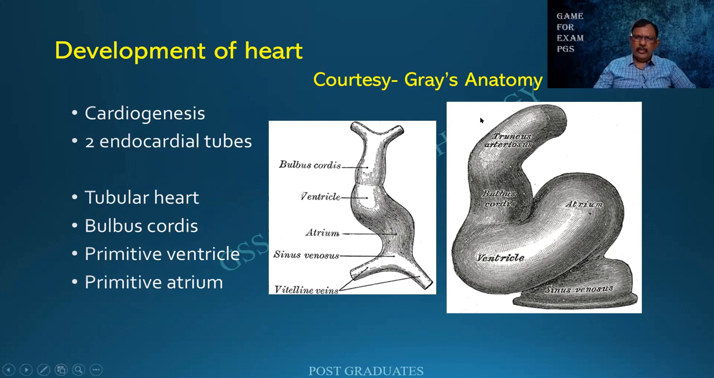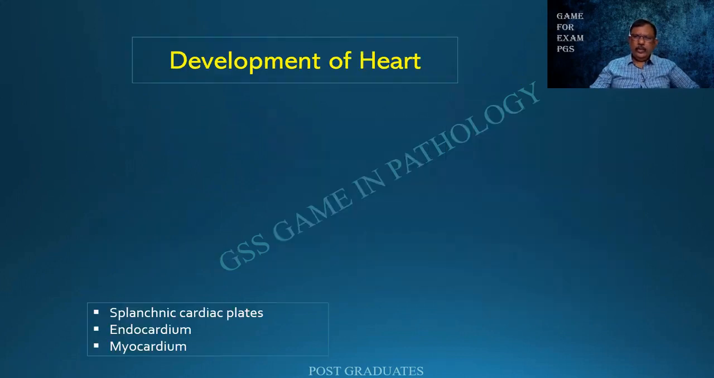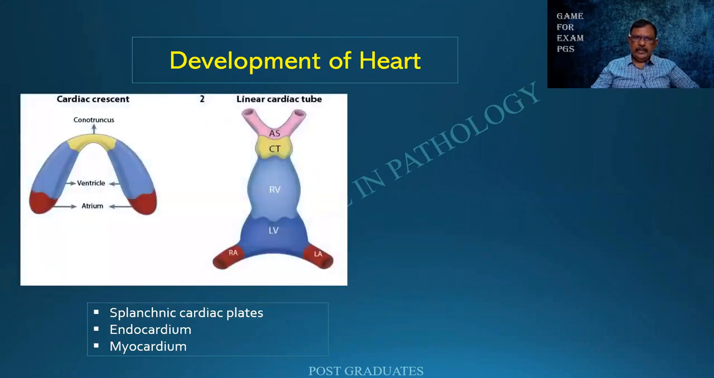And from this, we have got the truncus arteriosus, which can later on become the aorta, and the sinus venosus, which can pave way for the vena cava. Now let us go to the development of the heart. It is a crescentic structure and there is a medial ridge called the conotruncus, from which you get the ventricle and the atria of either side.